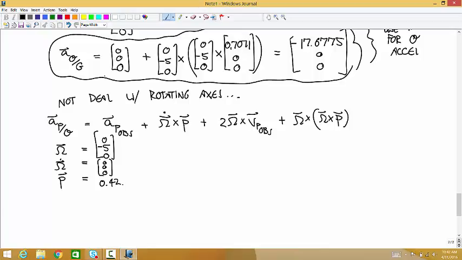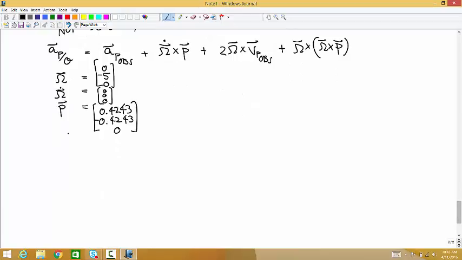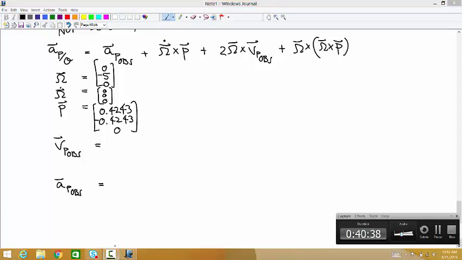So 0.4243, I'll call it negative 0.4243. Any questions about those? All right, so now we need to calculate the velocity of P that's observed in the coordinate system and the acceleration of P that's observed in the coordinate system. So take a couple minutes and calculate those.